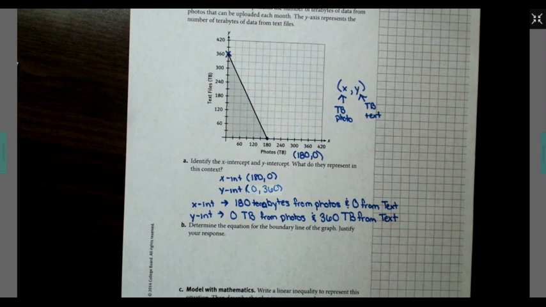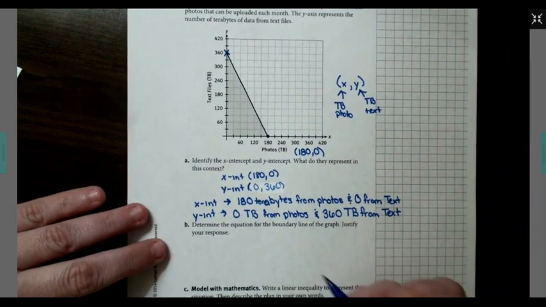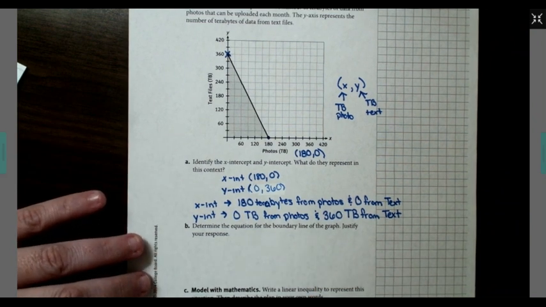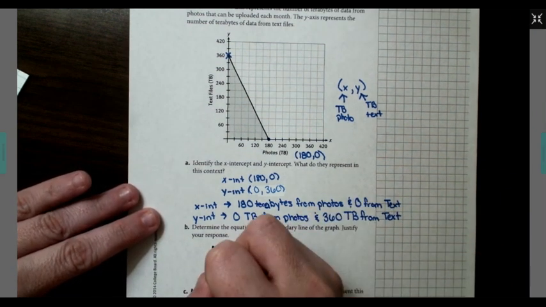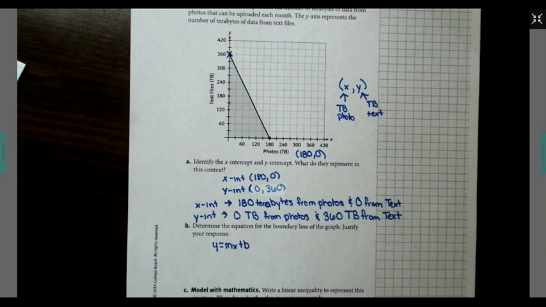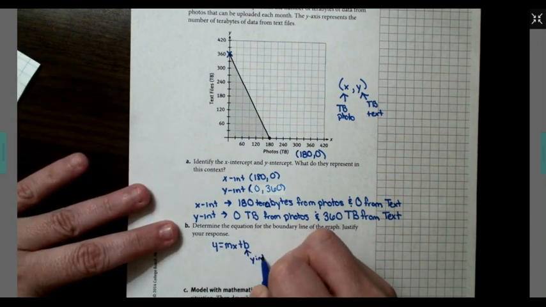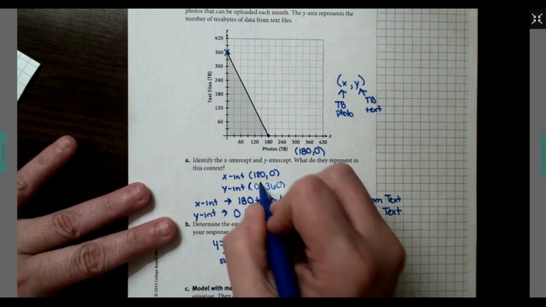Determine the equation for the boundary line of the graph and justify your response. So, what is this equation of the line itself? All right, well, let's see. We got a couple of things we could do here. We could do slope-intercept, y equals mx plus b. I can find my b. Remember, that's my y-intercept. And I can find my slope by using my two points here.